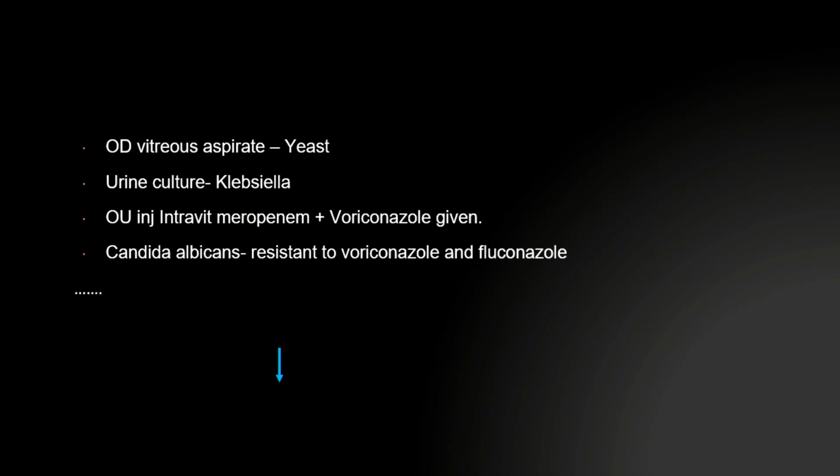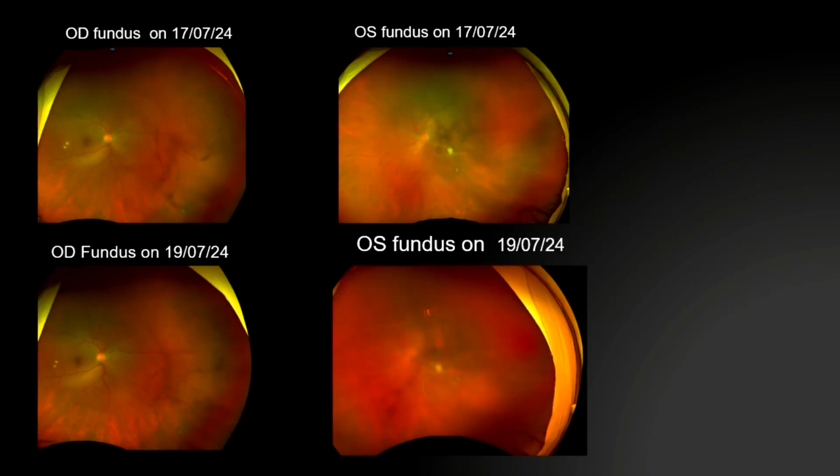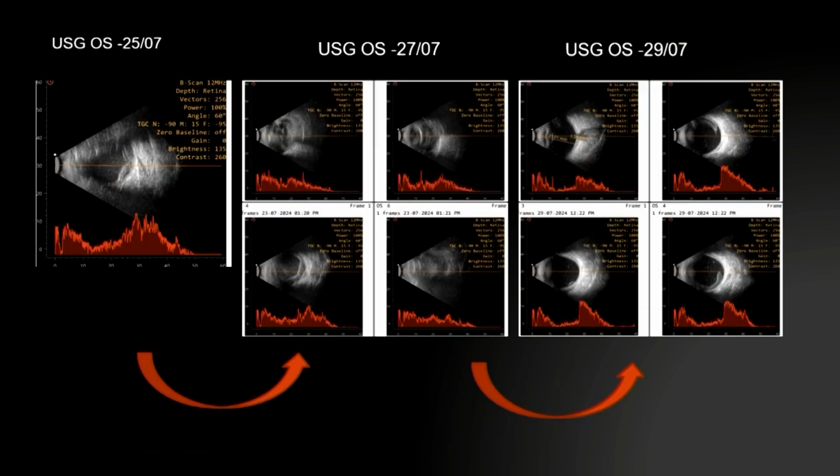was Klebsiella positive. So in both eyes, intravitreal meropenem with voriconazole was given, and Candida albicans was isolated, and this is resistant to voriconazole and fluconazole. So this was the picture of the patient after the first injection, and after she came.